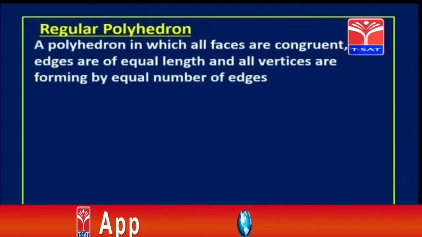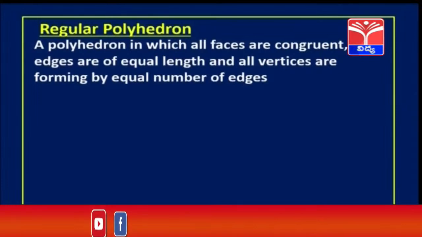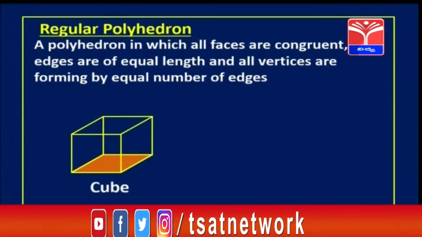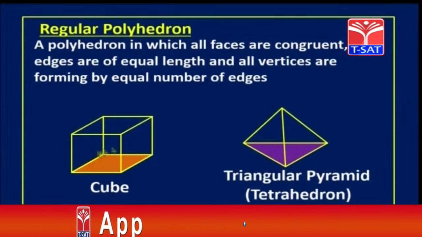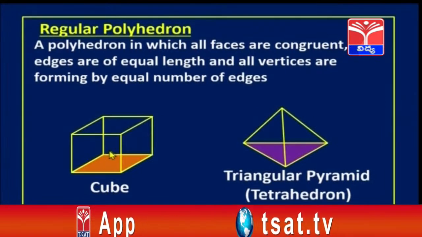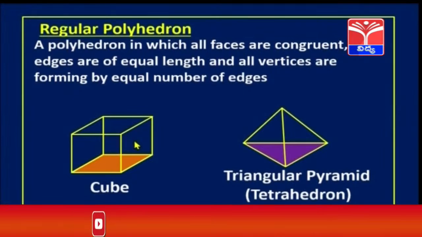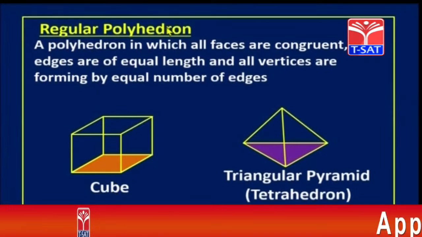A polyhedron in which all faces are congruent, all edges are of equal length, and all vertices are formed by an equal number of edges. Children, here you can observe a cube, right? Here we have 12 edges and 6 faces. All 6 faces must be congruent, meaning they should have the same area, same shape and same size, and all 12 edges must be equal in length. Then we can call a cube a regular polyhedron.